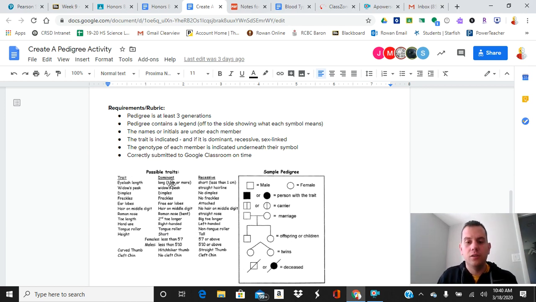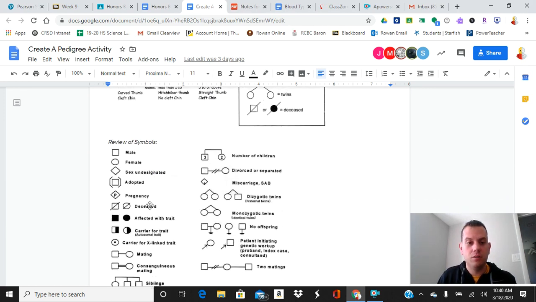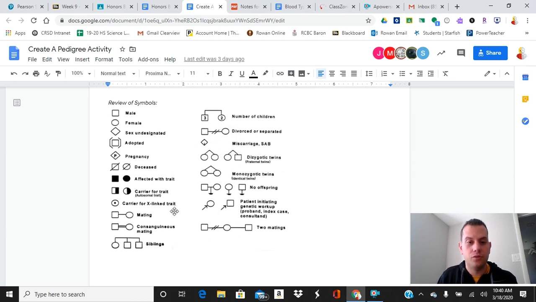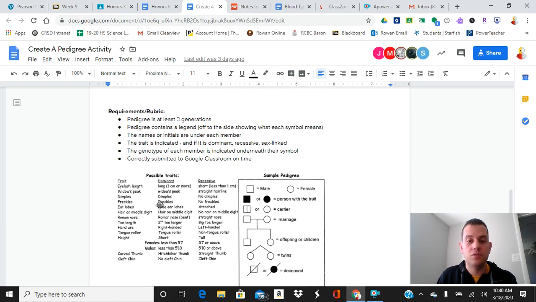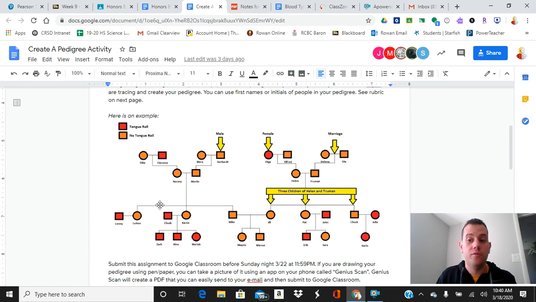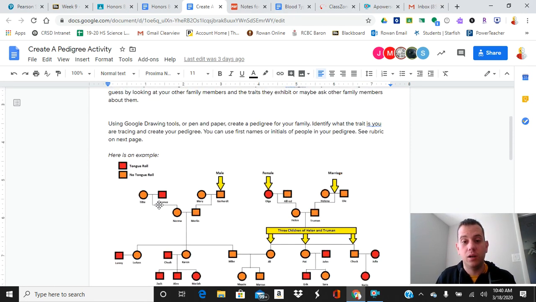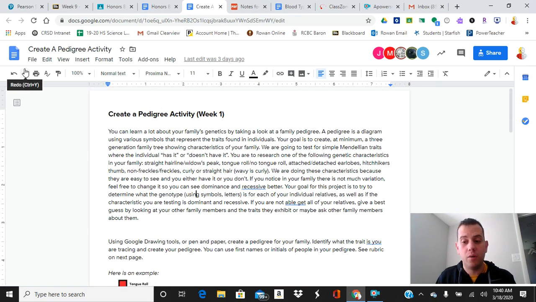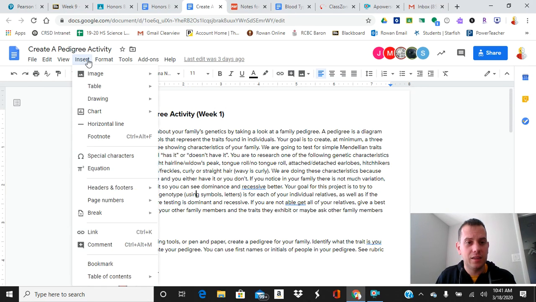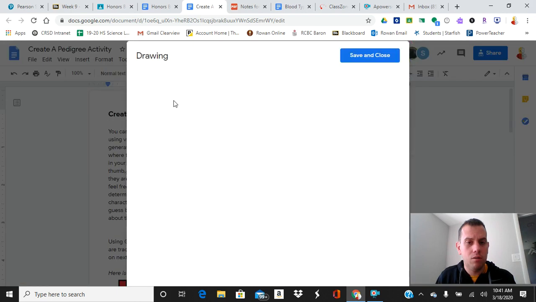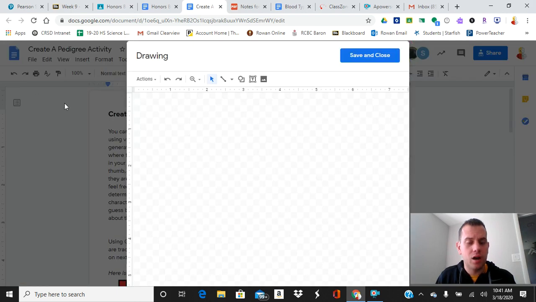So here's some other symbols to help you make the pedigree. Again, other symbols that you can use. So have some fun with this. You can do it either on paper and submit it, or if you're tech savvy and you want to do it through Google Drawing or some other program that'll do that, I think if you do Insert, Drawing, New, and then you would do this on your own document, you can probably pretty easily do this. Yeah, this is not that hard.